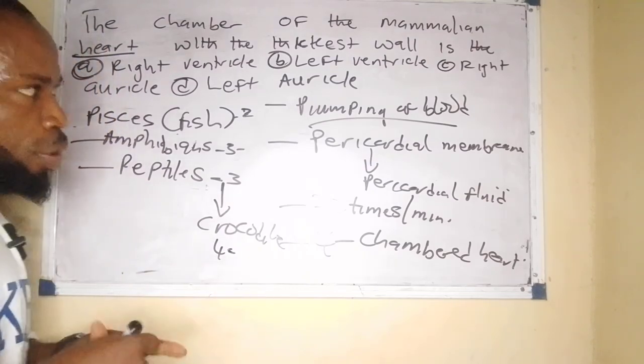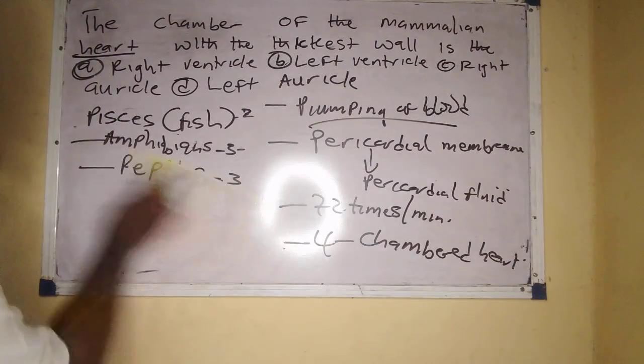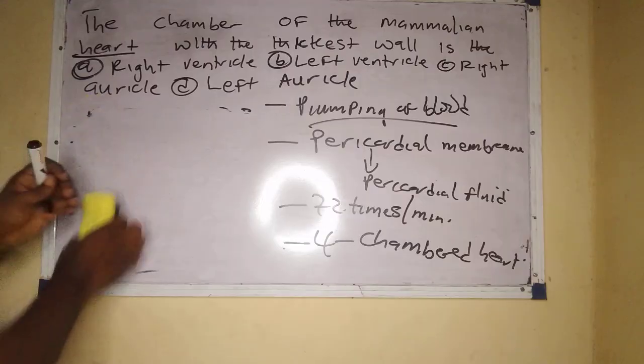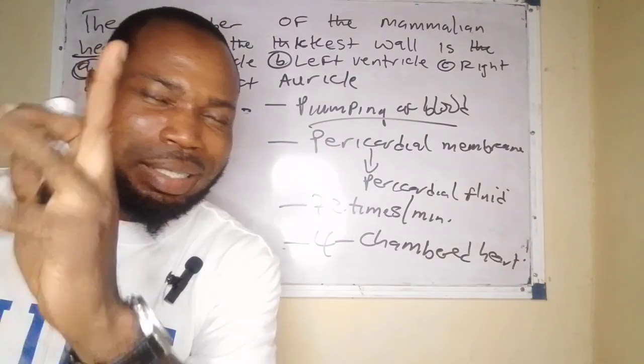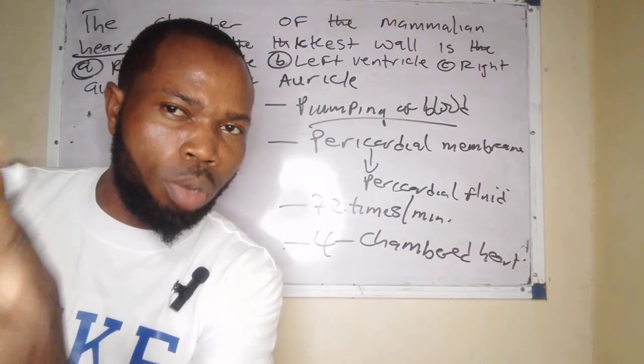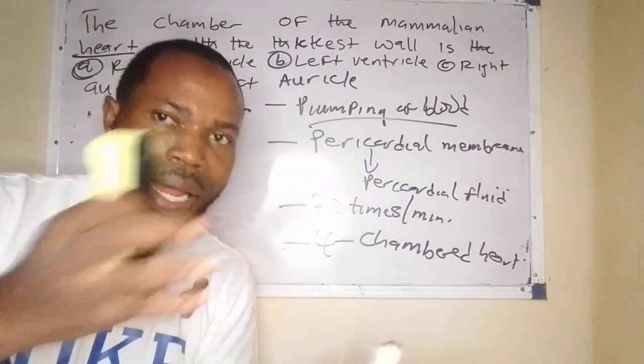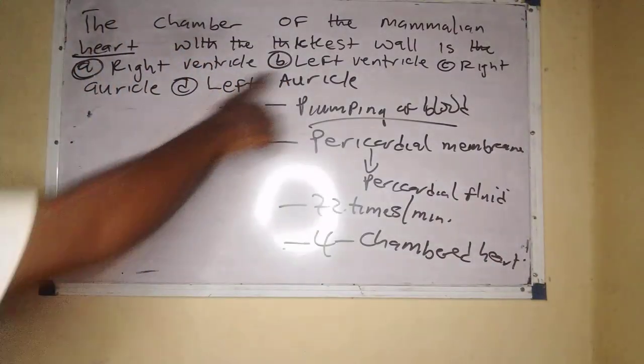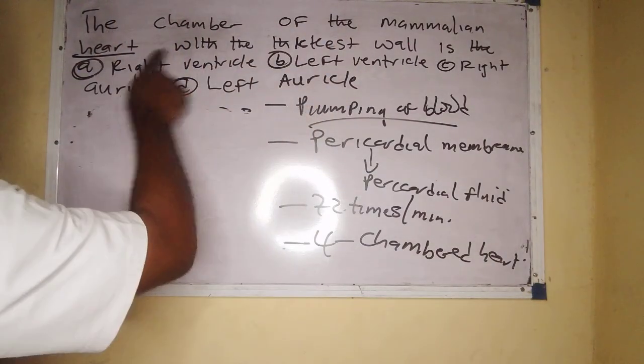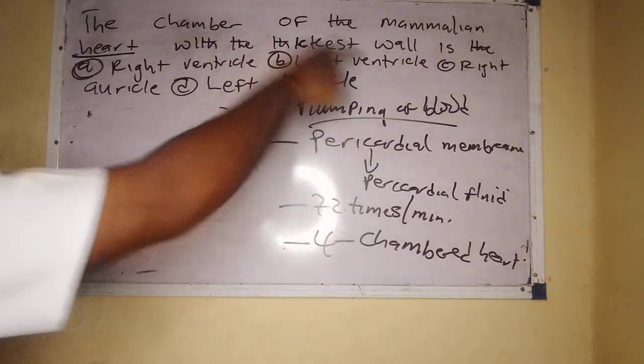Now let's come back to our question, what they're asking us, so that we don't forget the question. But look at what we do here. We try to analyze the points as the question comes in. So we don't just look at the answer, we analyze the points. So let's hit it hard. Now let's go. Now they said the chamber of the mammalian heart with the thickest wall is the dash.